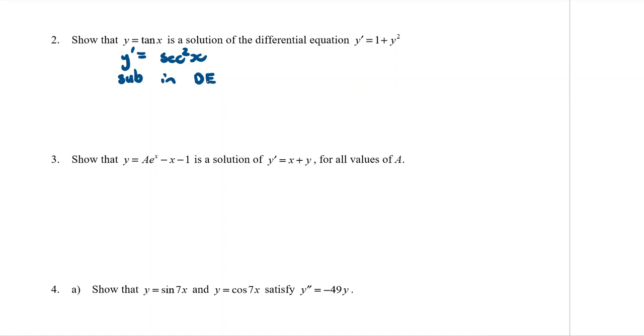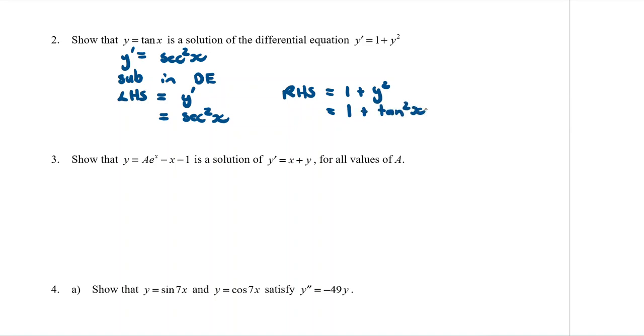Come on. Sub it into the differential equation. So we're doing the left-hand side and the right-hand side again. Left-hand side is y dash, which means I've just worked out that y dash is sec squared x. The right-hand side is 1 plus y squared. What is y squared? Y is tan, right? So Ben is super excited because he remembers this identity. 1 plus tan squared is indeed equal to sec squared, one of your Pythagorean identities. So left-hand side equals right-hand side, so therefore it's a solution.